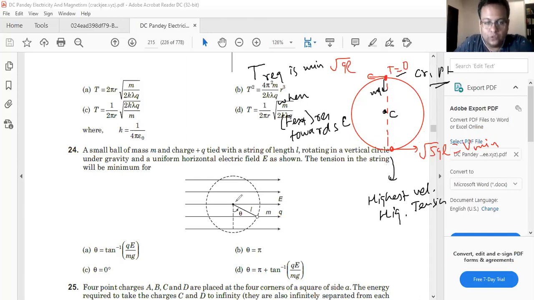So which will be the critical point here? Here there are two forces on the charged particle apart from tension. What are those two forces? mg and qE. When the resultant of mg and qE is towards the center, somewhere over here, all forces apart from tension must be towards the center. So it will be here, right? If this angle is theta, then this angle is also theta. And so tan theta is perpendicular by base, I can write it as qE by mg.